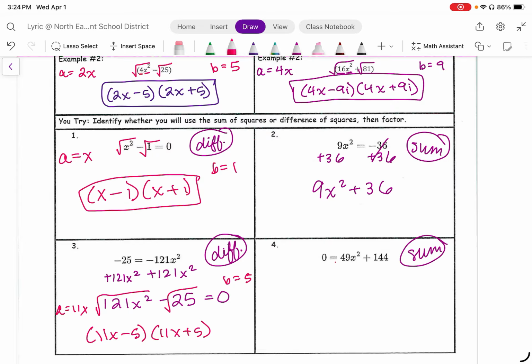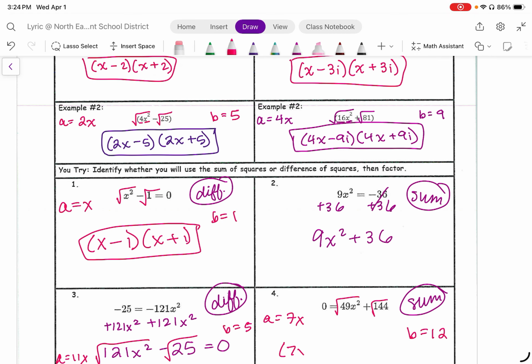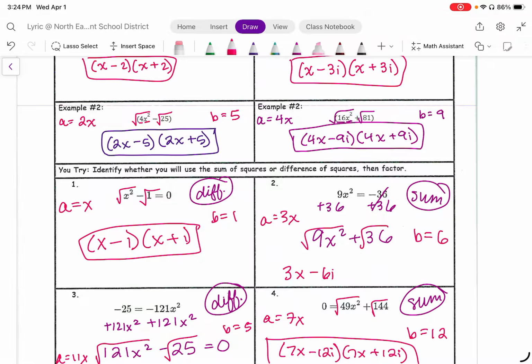And the last one here, again, we take the square root of both terms. The square root of 49 is 7. And the square root of x squared is x. The square root of 144 is 12. This is sum, so we need to use that sum formula up there. 7x minus 12i and 7x plus 12i. Now for number 2, again, square root both terms. The square root of 9 is 3, and the square root of x squared is x. What's the square root of 36? 6. Plugging it in, we get 3x minus 6i and 3x plus 6i.